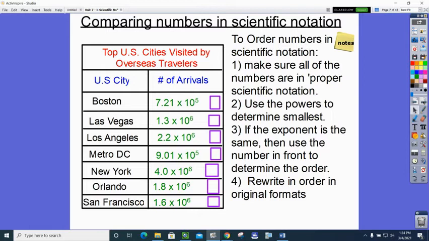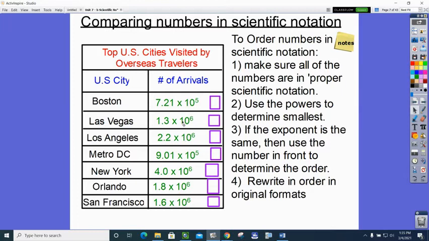One of the advantages of having numbers in scientific notation is it is amazingly easy to order them, like least to greatest or greatest to least. Comparing numbers in scientific notation, this table shows the top US cities visited by overseas travelers. And we have all the numbers written in what we think are scientific notation. Again, check to make sure they are all written in proper scientific notation. Check to make sure there's only one digit in front of the decimal, other than 0, and make sure it's a power of 10.